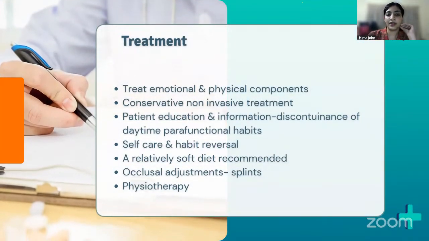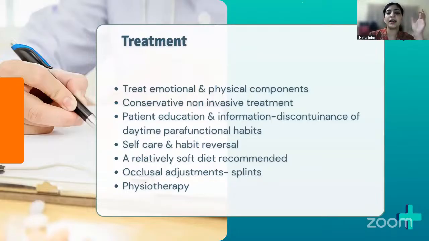Treatment for your MPDS is basically more or less first is treat emotional and physical components. Conservative non-invasive treatment, that is basically you can probably start off with muscle relaxants and initially reduce the pain, then patient education and information, and educate them about discontinuing their parafunctional habits, self-care and habit reversal. For habit reversal, you might have to give habit breaking appliances also. Okay? And a relatively soft diet is recommended initially. Occlusal adjustments sometimes might be required, and you might require splint therapy also for these kind of patients, and physiotherapy too.